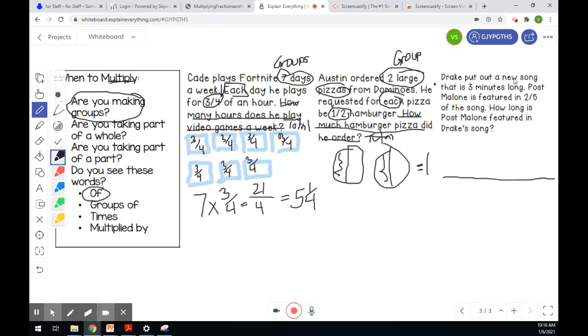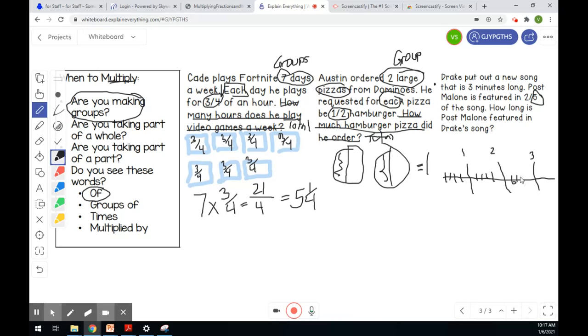It says Drake put out a new song that is 3 minutes long. Post Malone is featured in 2/5 of the song. So I'm going to create a number line. I'm going to first create my wholes. I'm going to draw 1, 2, and 3. I'm going to look at that denominator to tell me how to partition my number line. So I'm going to partition into fifths, which means I'm going to have 4 tick marks. And that 5 out of 5 is going to count for that whole.